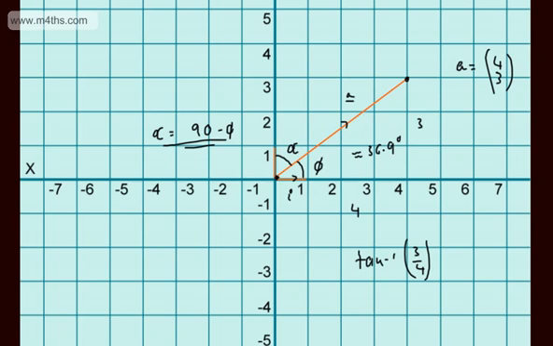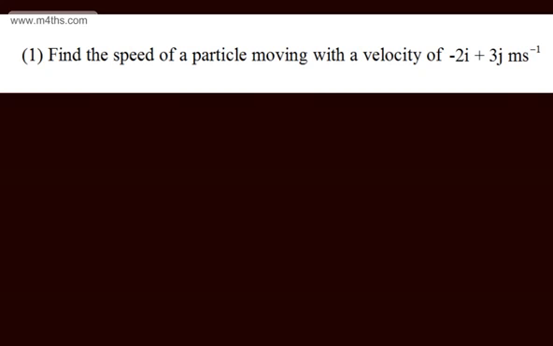We're now going to move on and look at some basic questions with vectors. In later videos we'll put all of these skills together, but for now we just want to see some basic work. So we're going to look at a couple of questions and work through them.